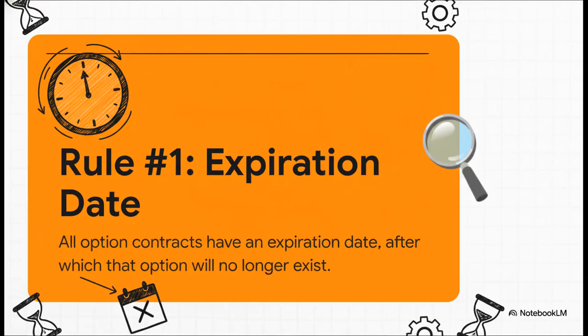Okay, rule number 1 is the expiration date. This is the first, most simple fact you gotta know. Every single option has a ticking clock on it. See, unlike a stock you can just buy and hold forever, an option contract literally vanishes, poof, after its expiration date. This means you have to be right about which way the stock is going before that time runs out.